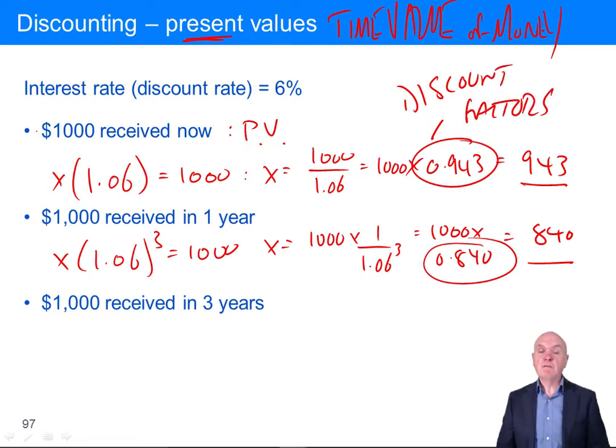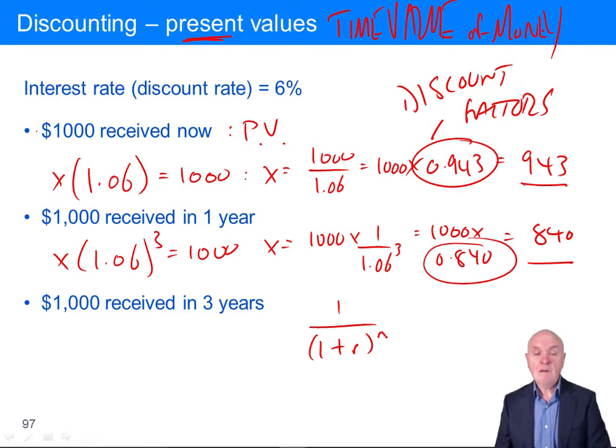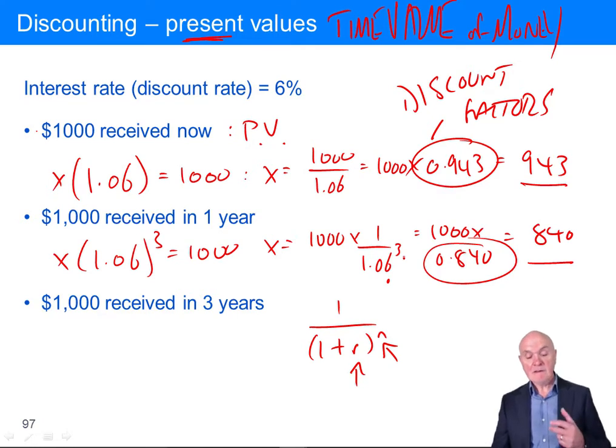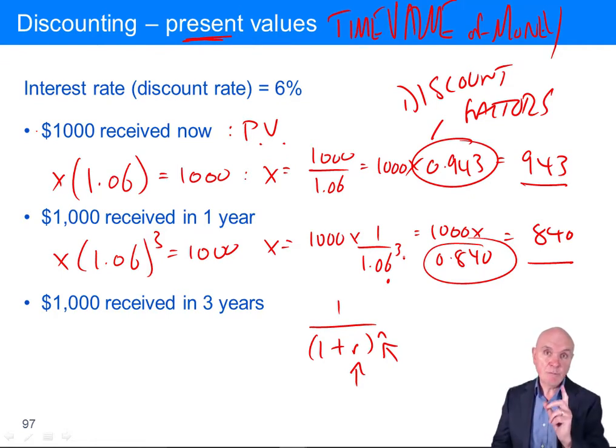And the general formula for a discount factor is 1 over (1 plus r) to the n. To bring it back to the present, you put in the interest rate again as a decimal, and you put in the number of years. So in here we've put in 6% as a decimal, and we've put in the number of years, and this allows us to reduce that. What looks like 1,000 coming in 3 years is really only the same as getting 840 now.